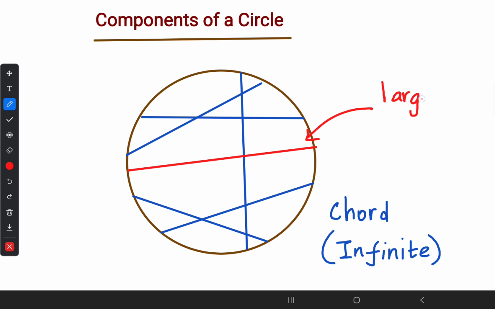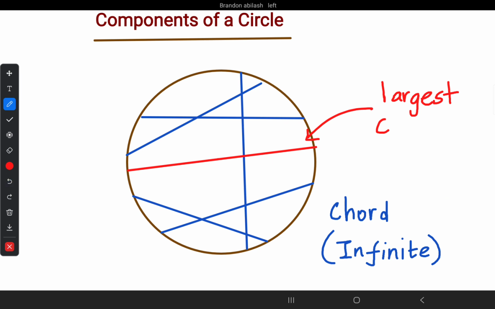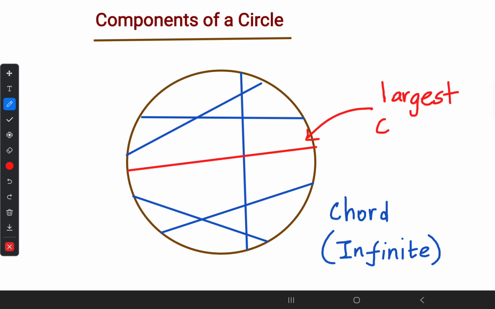But to draw the largest chord, don't write chord like this, C-O-D-E. No, this is chord. Just in Sri Lankan pronunciation, we are using the same sound for everything, C-O-R-D, C-O-D. Actually, the pronunciation would be chord. The largest chord of a circle is the diameter.